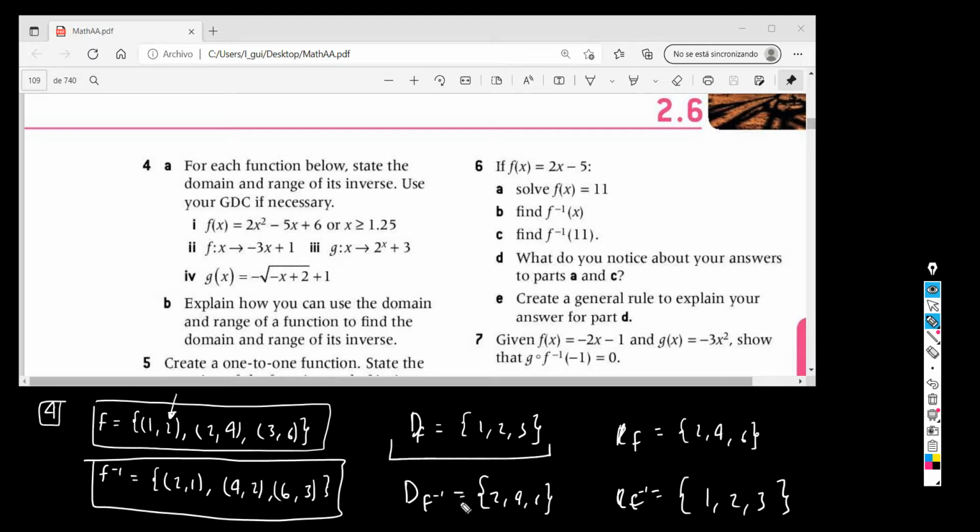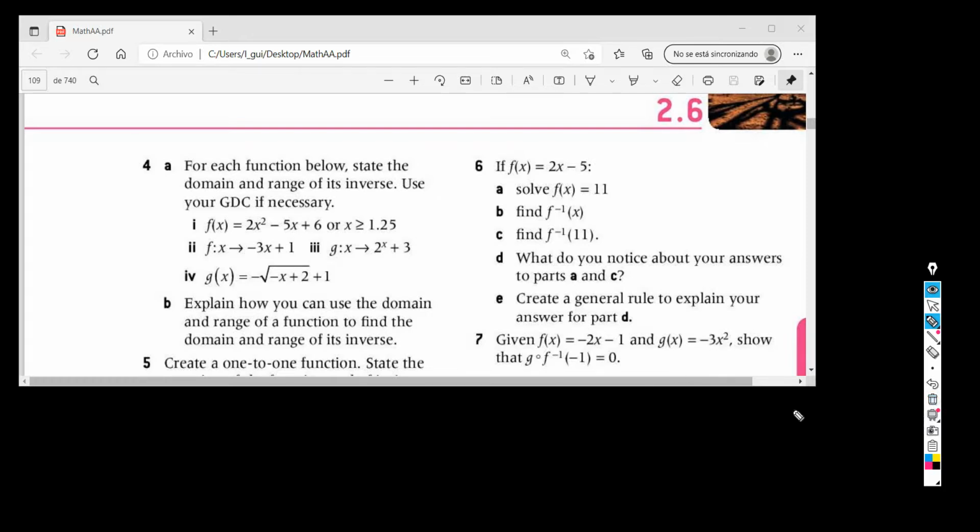You observe that the domain of f is the range of f inverse, and that the range of f is the domain of f inverse. You see? And that's going to happen always, whether you represent a function in ordered pairs, as an equation, as a graph. It doesn't matter. The same thing holds. Okay, now that you have understood that, let's address some of this, right?